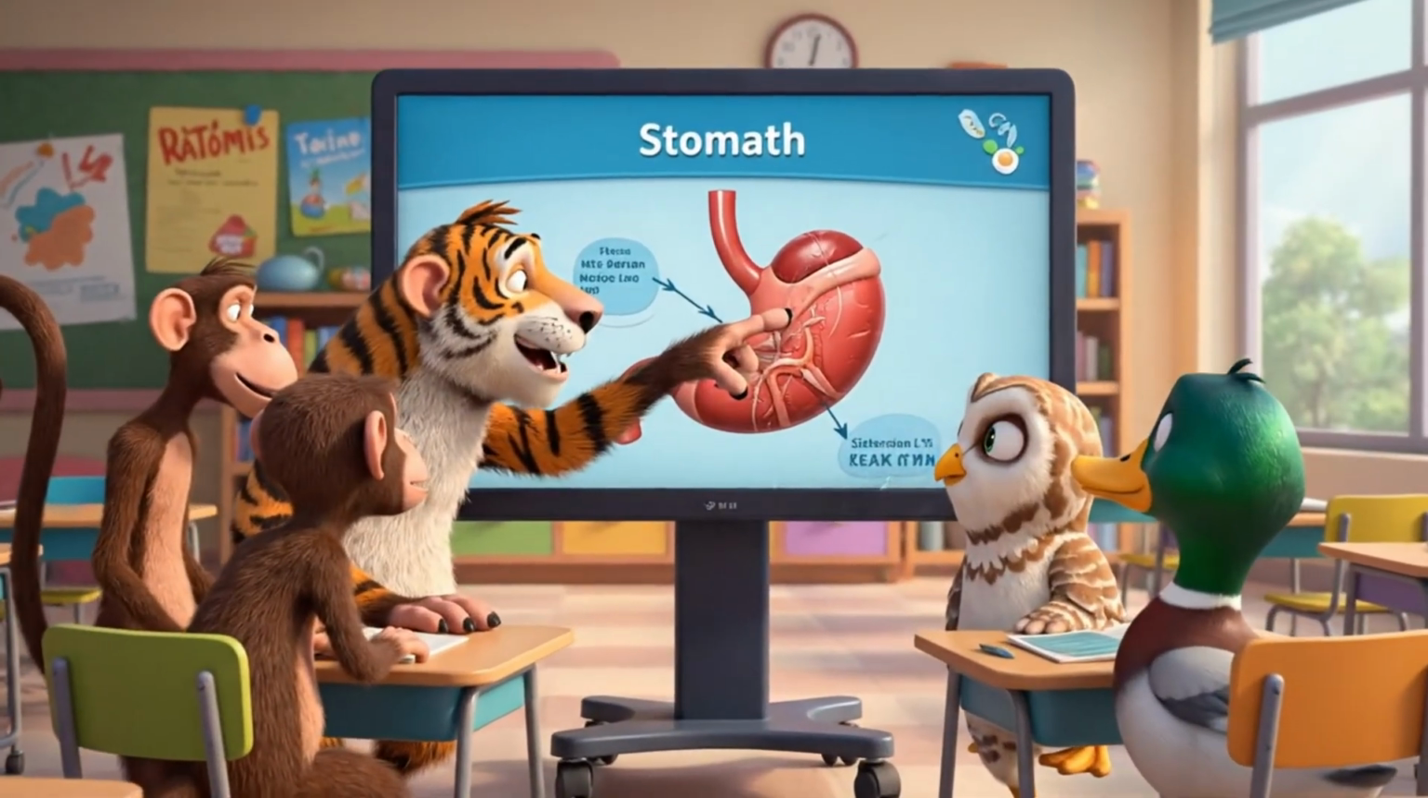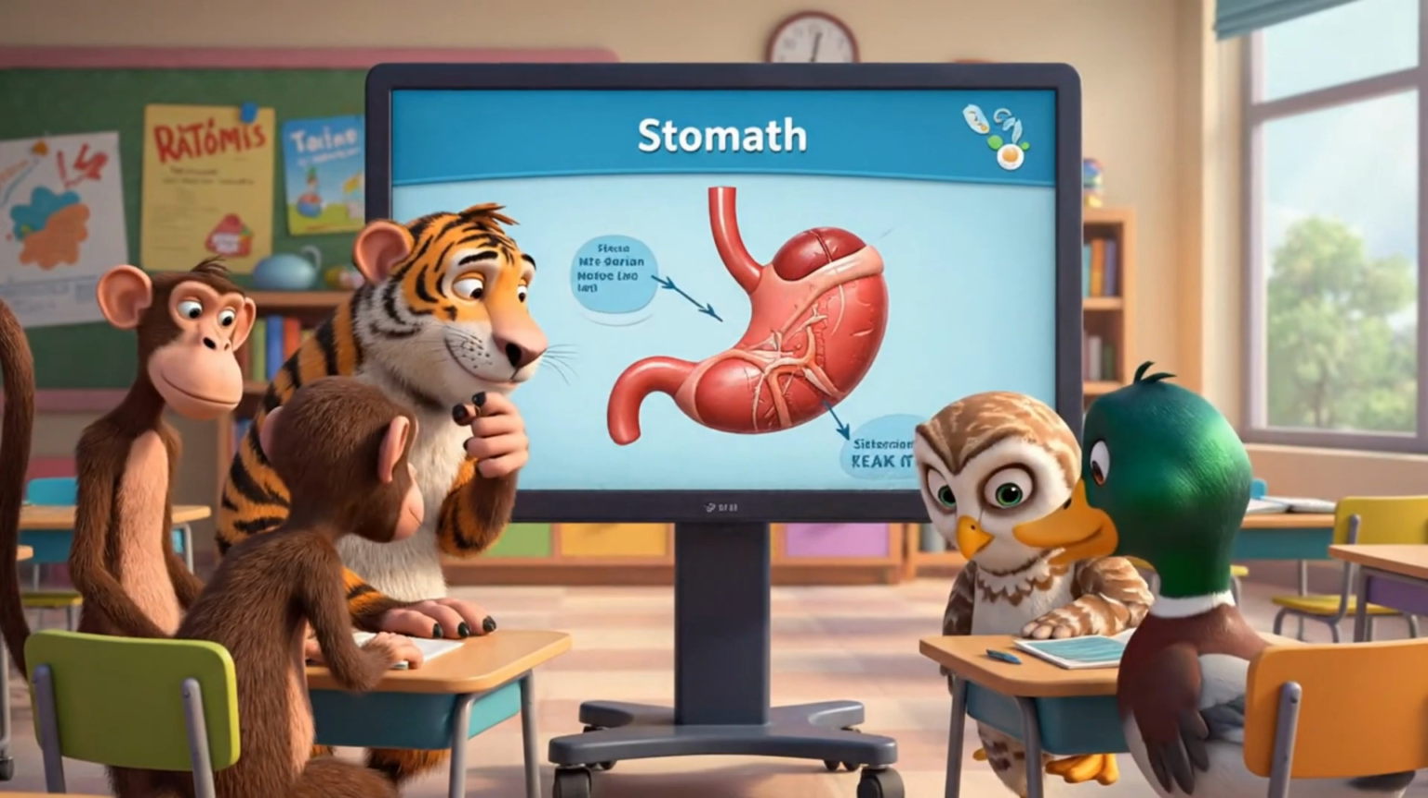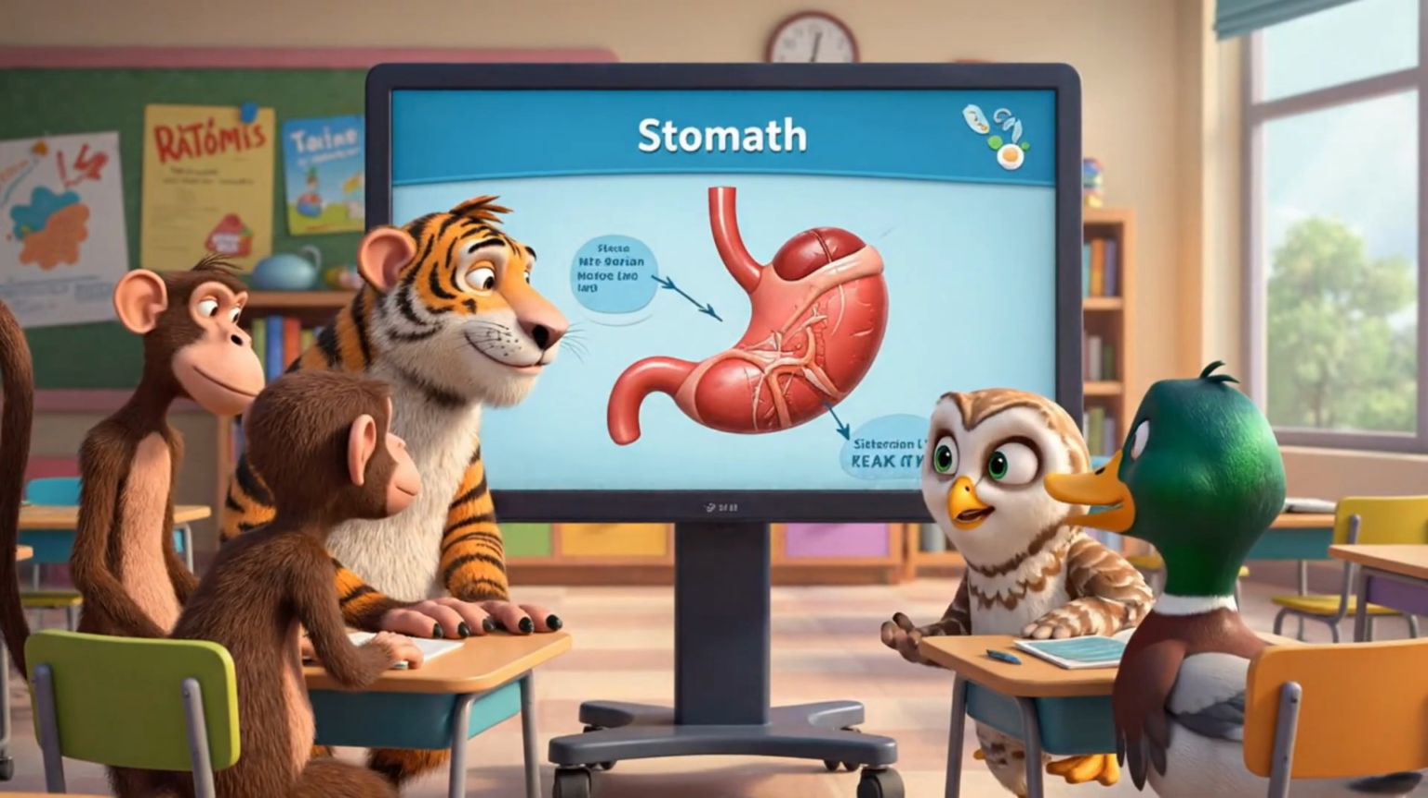Wow, look at how it all connects right here. So that's where the digestion begins.